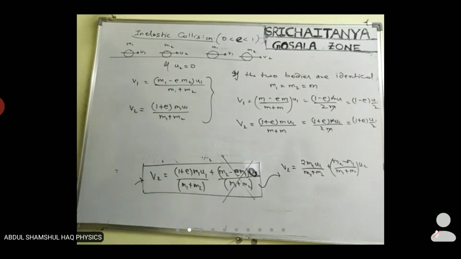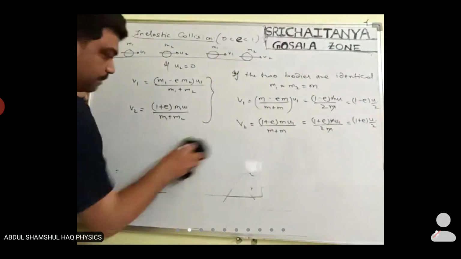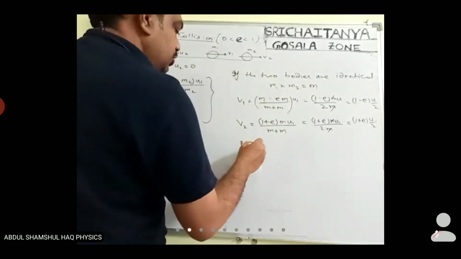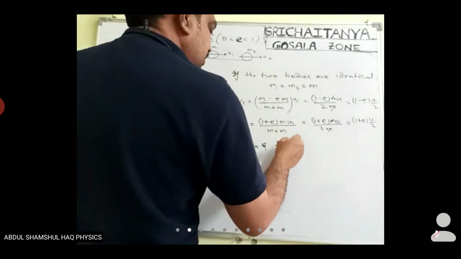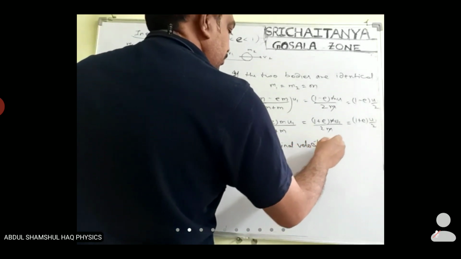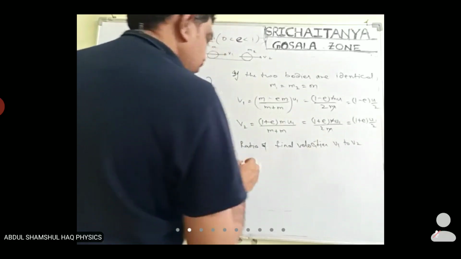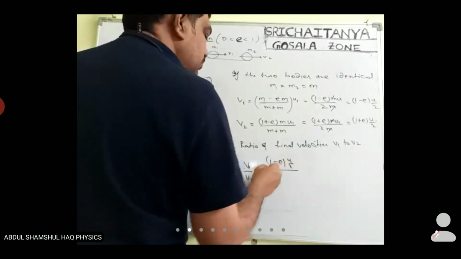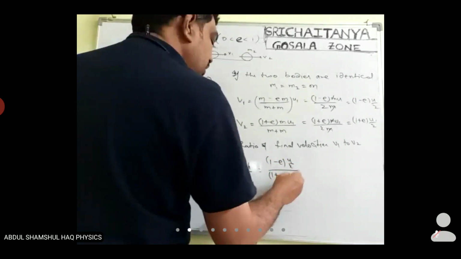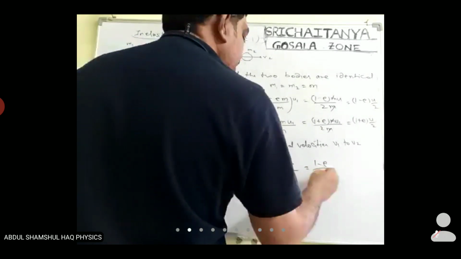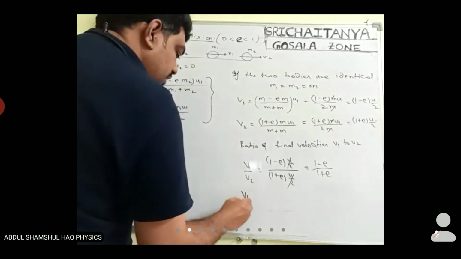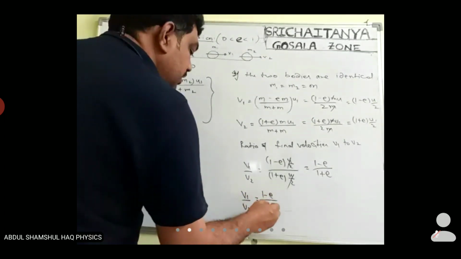Now students, let us find the ratio of the two velocities, the ratio of the speeds of the two bodies, the ratio of the final velocities V1 and V2. So therefore, students, V1 upon V2 can be taken as (1 minus E) into U by 2 divided by (1 plus E) into U by 2. These two will cancel out. So we have (1 minus small e) divided by (1 plus small e). This is a very, very important point.